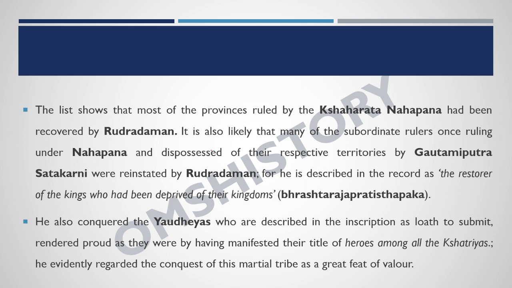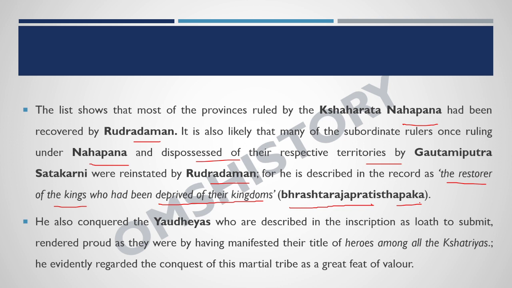The list also shows that most of the provinces ruled by Kshaharata Nahapana had been recovered by Rudradaman, because it is also likely that many of the subordinate rulers once ruling under Nahapana, and dispossessed of their respective territories by Gautamiputra Satkarni, were reinstated by Rudradaman. Because he has been described as the restorer of the kings who had been deprived of their kingdoms. The term used was Bhrashta Raja Pratishthapaka, that is, he was the restorer of the kings who had been deprived of their kingdoms.